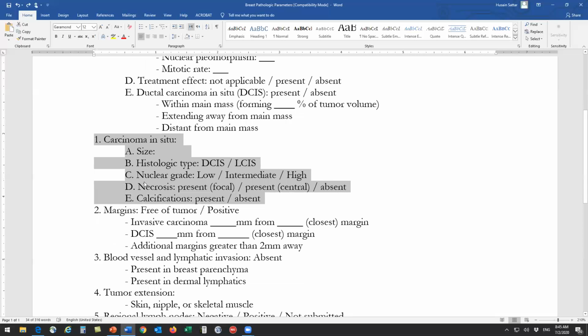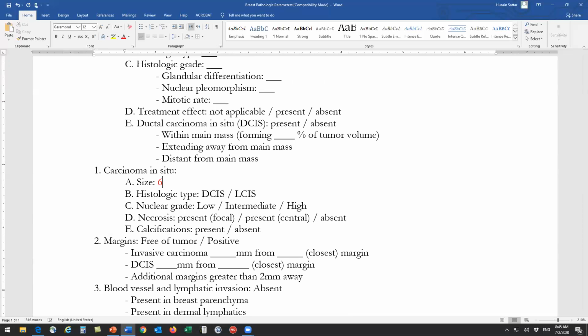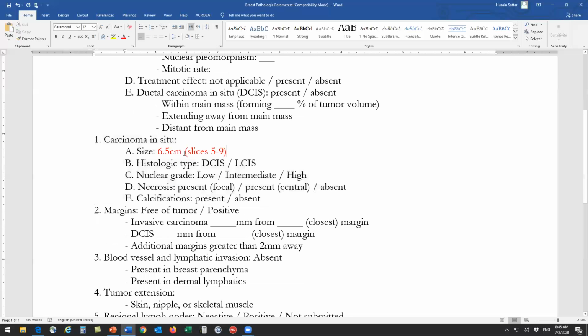So let's quickly look at in situ, because I'm going to delete it. For in situ, we need to know the size. So for example, this is a 6.5 centimeter tumor, and I'll usually say slices 5 through 9. Okay, so that will be my overall size of the tumor based on my microscopic assessment. I will then say, okay, this is DCIS. I will say this is low grade. Focally, I see necrosis, so it's present focally. And calcifications are present, so I will delete absent and leave that as present, all right? So that's how I would handle carcinoma in situ.